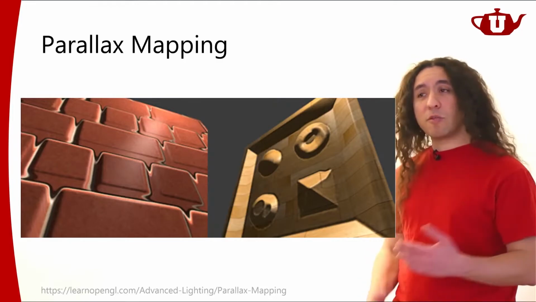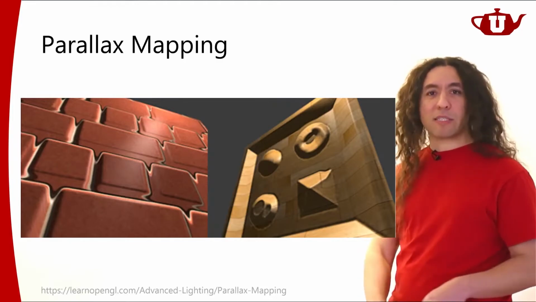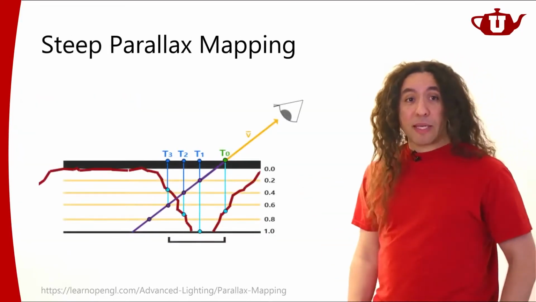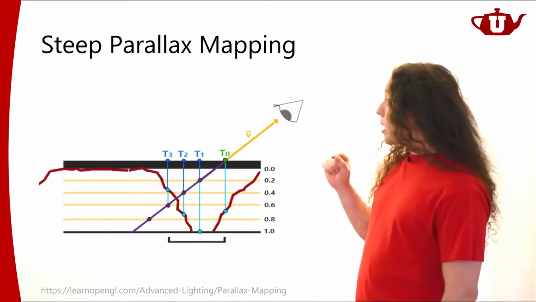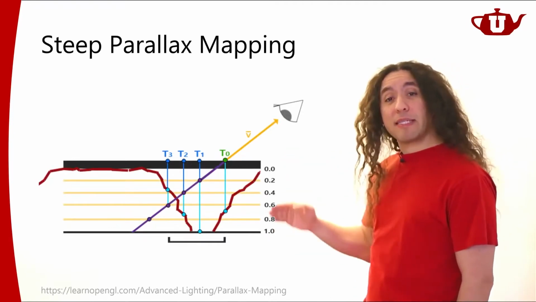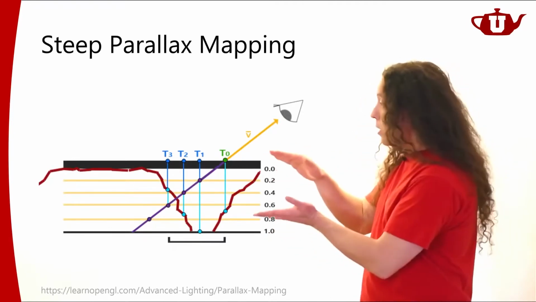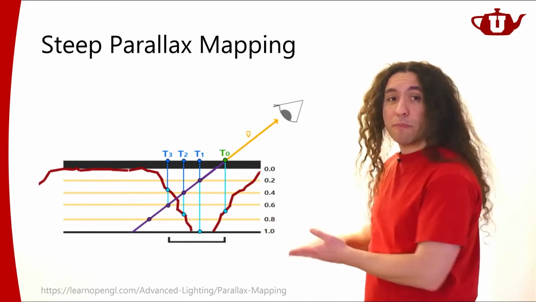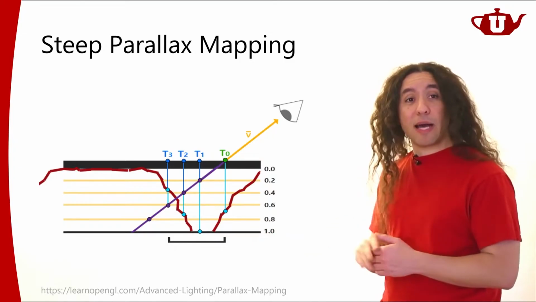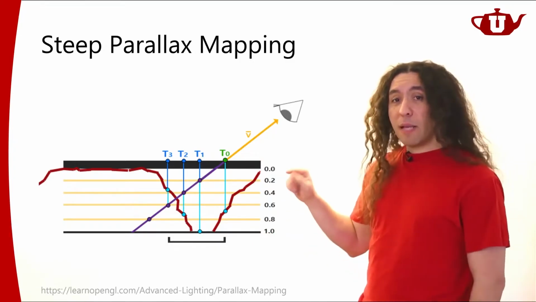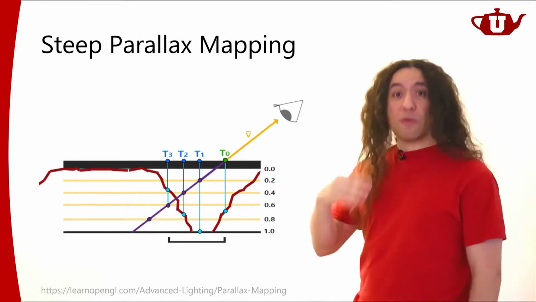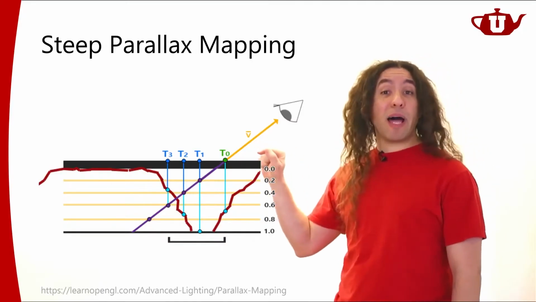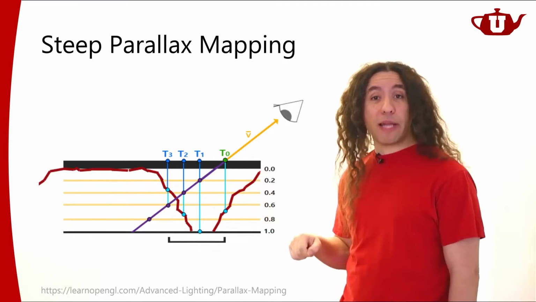If you're okay with doing a little more expensive parallax mapping, we can do what's called steep parallax mapping. With steep parallax mapping, the idea is that I'm going to split this total depth that I have in my displacement into multiple pieces, as many steps as I want. And I'm going to do exactly parallax mapping, but I'm going to limit how far I am allowed to go from one point to the next.